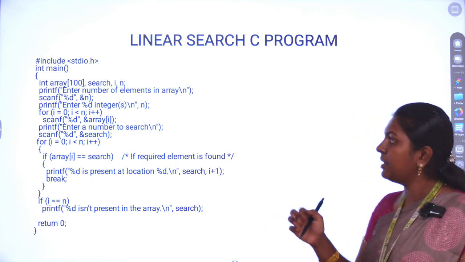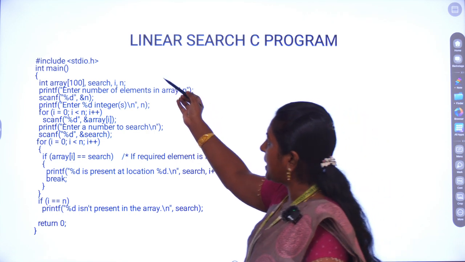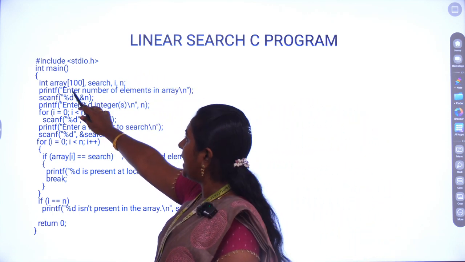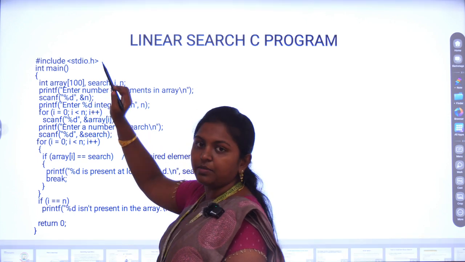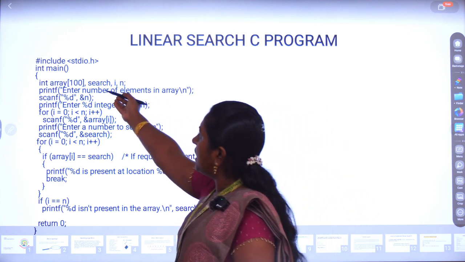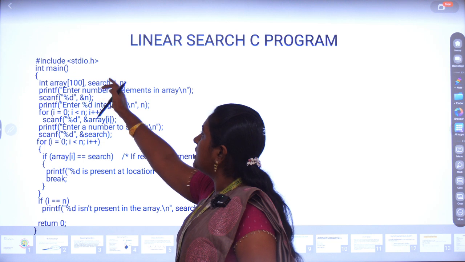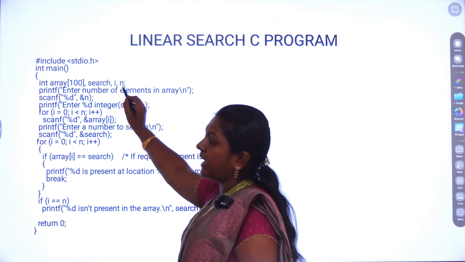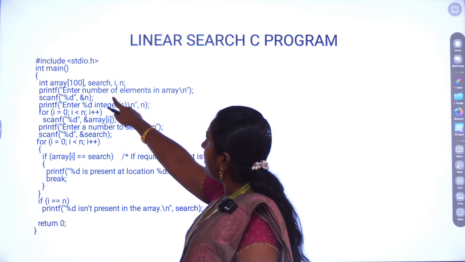Next, coming to the program. I have taken a C program. This is the basic declaration followed by an array of elements and then the search. Search is what we are going to look for, which can be numbers or alphabets, and I can give that in this search variable. I is the index and N is the total number of elements. First we are going to print.